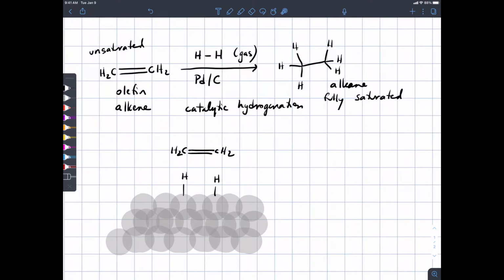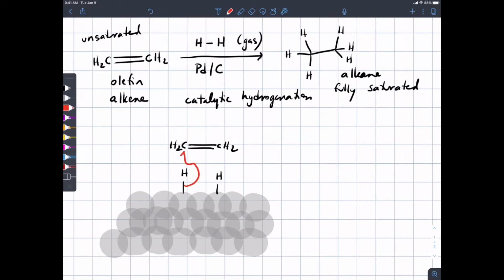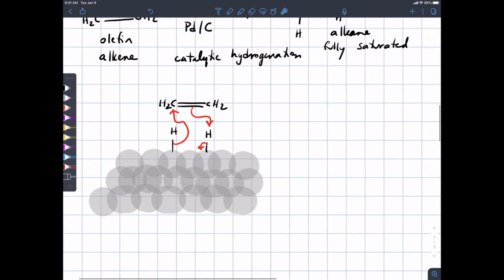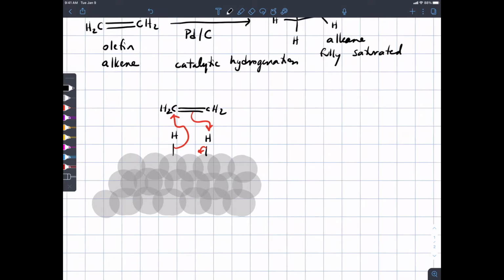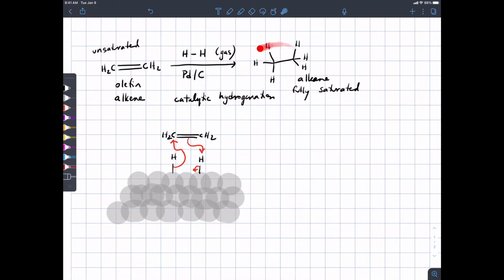You can push arrows any way you like, but the effect is you make a new carbon-hydrogen bond there, and then the pi electrons pick up a hydrogen there. We don't need to worry about this mechanism, but the idea is the alkene sits down on this metal surface, and the two hydrogens are added from the same side. So in terms of stereochemistry, that's not an issue here. These aren't stereocenters. But technically, this is a syn addition of H2 across a double bond.